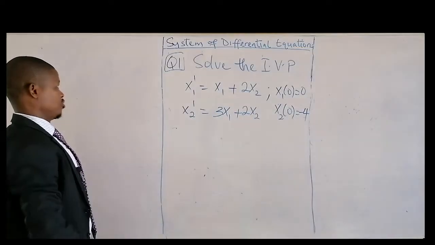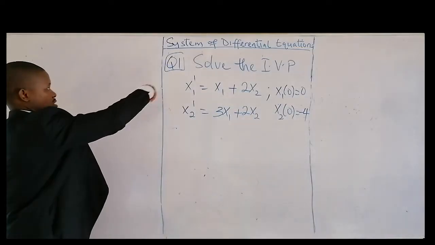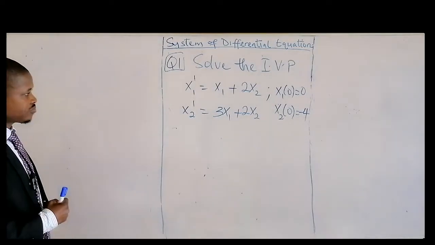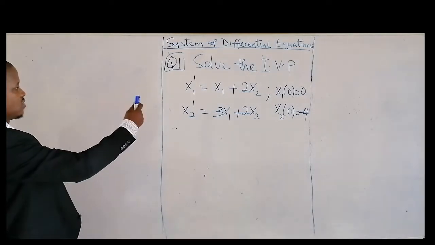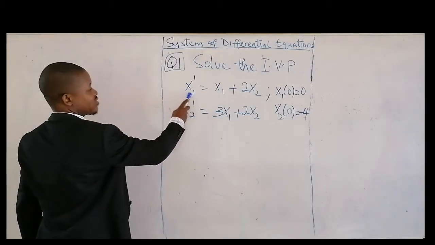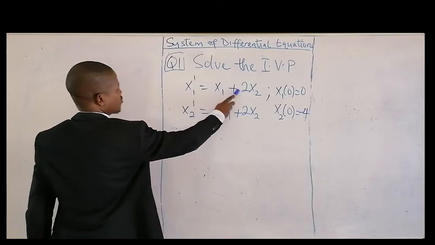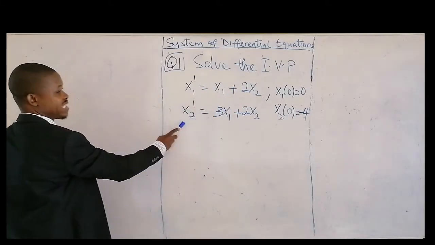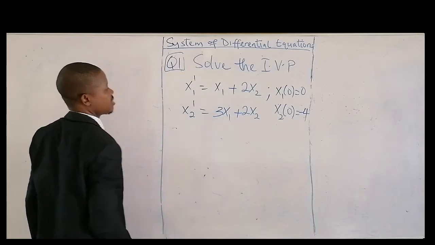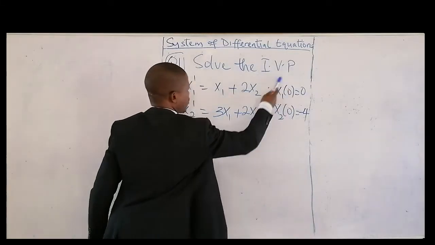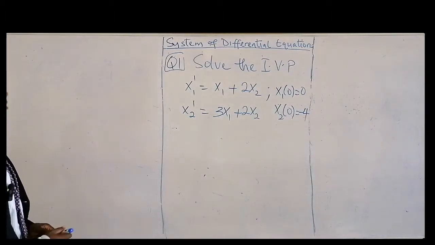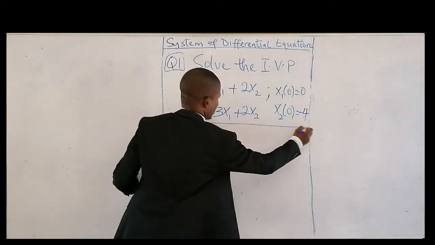Welcome back to question 1 on solving a system of differential equations. So this is what we have here: x1 prime equal to x1 plus 2x2, and then x2 prime equal to 3x1 plus 2x2. And we have the initial condition given here. Okay? So that's the solution to this problem.